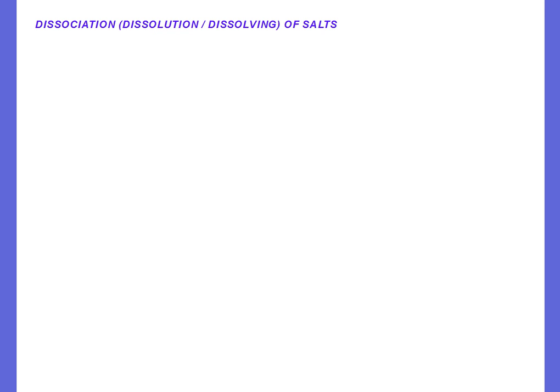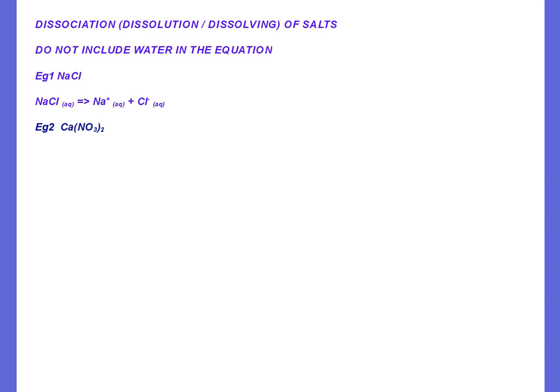The first one is dissociation or dissolution of salts, writing equations. If you're asked to write an equation for dissolving a salt, don't put water in the equation. You don't need to. So for example, if you want to write the dissociation equation or dissolution equation of sodium chloride, all you've got to say is sodium chloride aqueous turns into 1 sodium ion and 1 chloride ion. Similarly, if you're asked for the dissociation equation of calcium nitrate, all you've got to write is calcium nitrate aqueous turns into 1 calcium ion and 2 nitrate ions. That's all you've got to do.